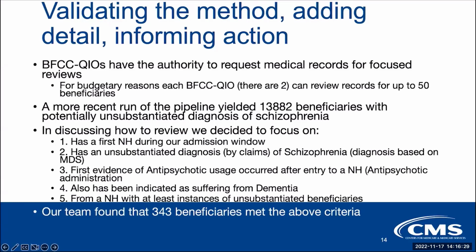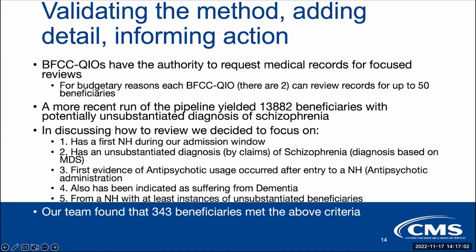So just a bit of background, BFCC QIOs have the authority to request medical records for focus reviews that are requested by CMS. For budgetary reasons, each BFCC QIO, and there are 2, can review records for up to 50 beneficiaries. They over request, but then they don't get records for everyone, so they have some number below 100 reviews. And then just some high-level information on the cohort.